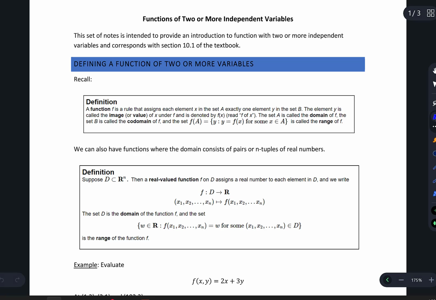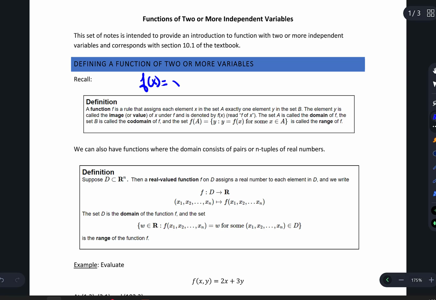In this set of notes, we're going to look at functions with two or more independent variables, and this corresponds with section 10.1 of the textbook. So far in the course, we've been looking at functions that look something like this. So we'll have an f of x is equal to, and then on the right-hand side of the equation, we'll have some function of x.